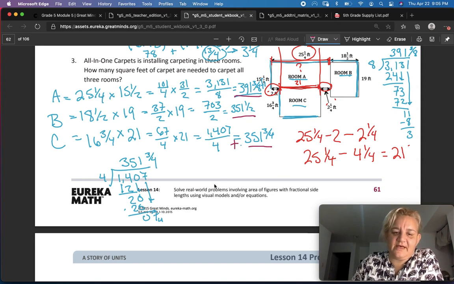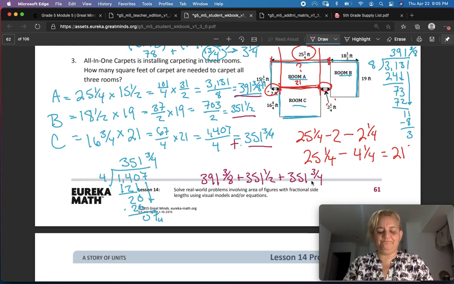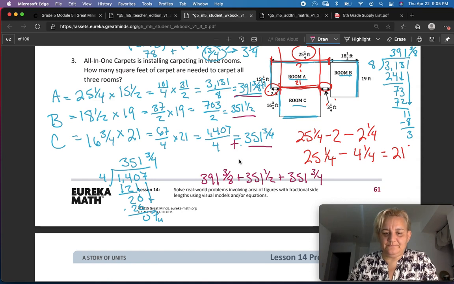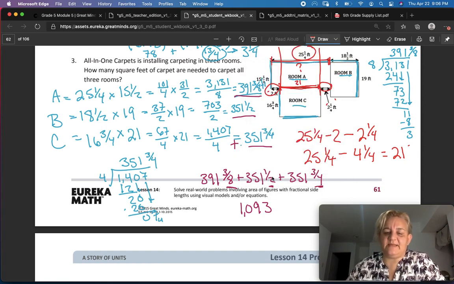So I've got 391 3/8 plus 351 1/2 plus 351 3/4. Okay, I'm going to get my calculator out again. 391 plus 351 plus 351 equals 1,093. And then I've got 3/8, 1/2, and 3/4. So now I need to change those into a common denominator. So I'm going to use eighths as my common denominator. So this is going to become 4/8, and this is going to become 6/8. So now I have 3 plus 4 is 7, plus 6 is 13/8.